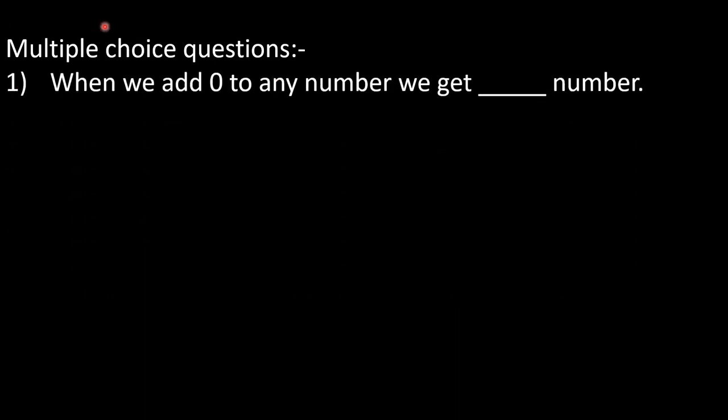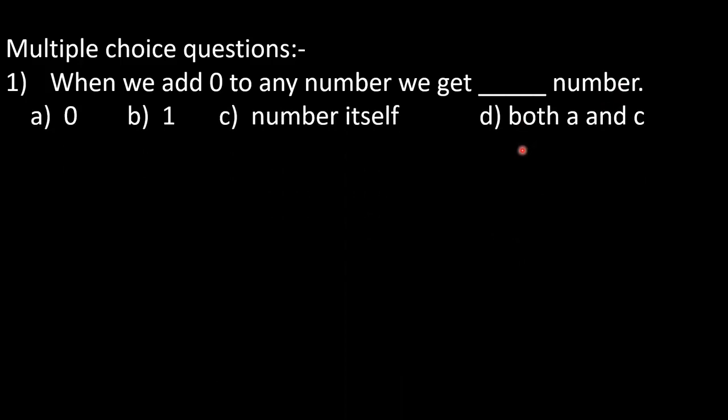Okay, so let's start. In question number 1, it is given when we add 0 to any number, we get dash number. So beta, what do you mean by it? When we add 0 means जब हम 0 ऐड करते हैं किसी नंबर में, we get dash number. तो हमें कौन सा नंबर मिलता है? And our options are A 0, B 1, C number itself and D both A and C. So beta, what is its answer? That is the number itself.